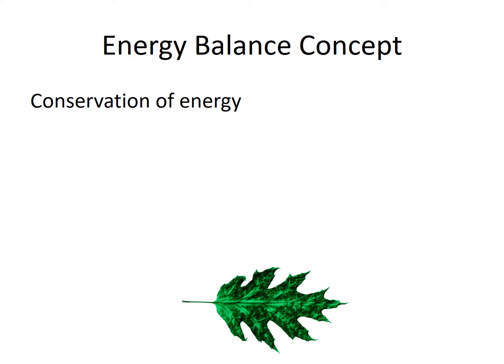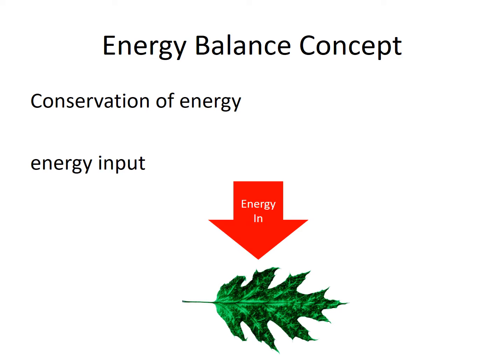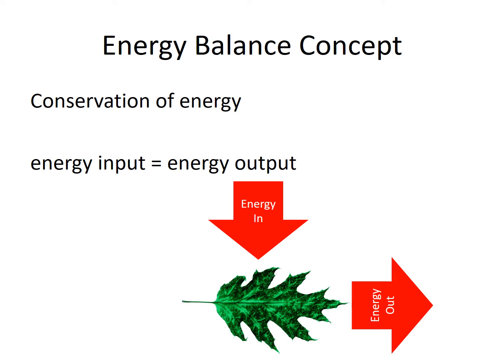understand that. The energy balance concept is based on the law of conservation of energy, and what that means is that energy is neither created or destroyed. So energy that comes in someplace has to go someplace or be stored. So energy input, in this case energy into a leaf, has to equal the energy output plus the energy stored.